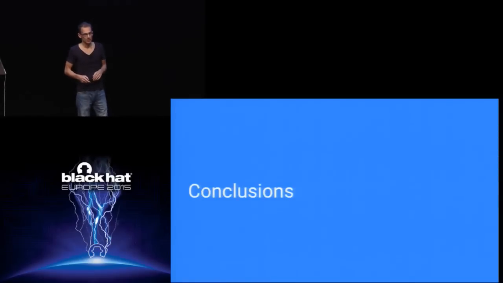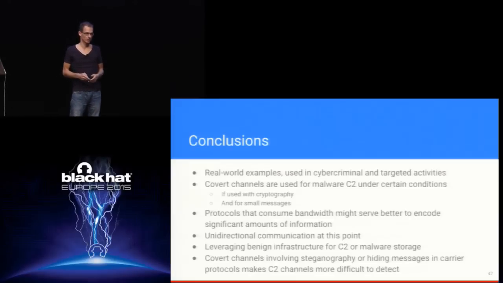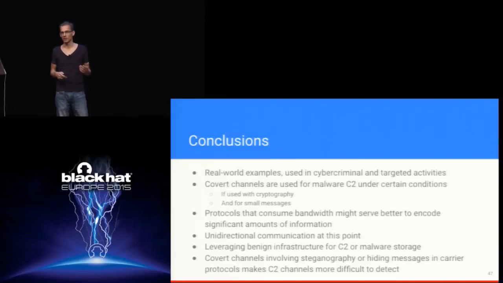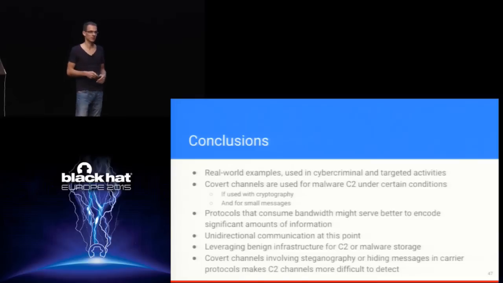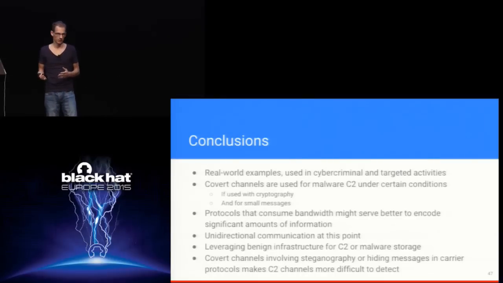Okay, that's it with our examples. Let's try to sum up what we've seen, or what we've presented in our talk. Now, these are real-world examples of malware that's using hidden communication. And we've seen examples from the cybercriminal world and from targeted attack activities. Covert channels are used by malware C2, and they are mostly used under certain conditions. And this is where it gets interesting.